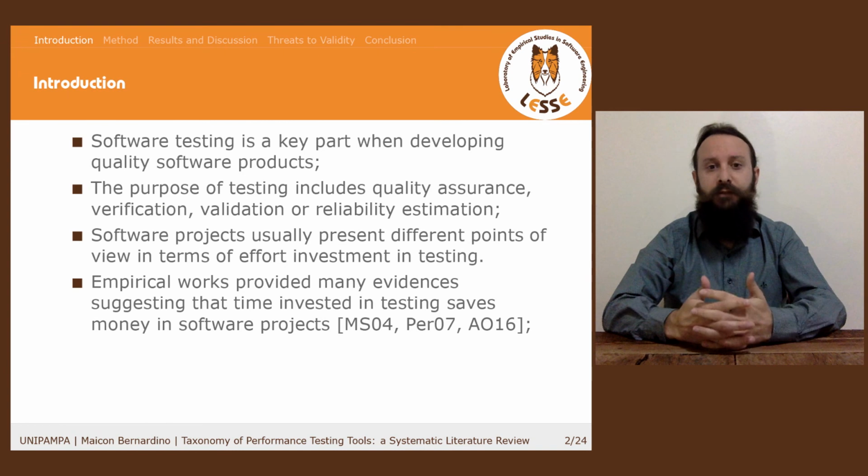Introduction. Software testing is a key part when developing quality software products. The purpose of testing includes quality assurance, verification, validation, or reliability estimation. In order to balance expectations, software projects usually present different points of view in terms of effort and investment in testing. In this sense, empirical works provide much evidence suggesting that time invested in testing saves money in software projects.